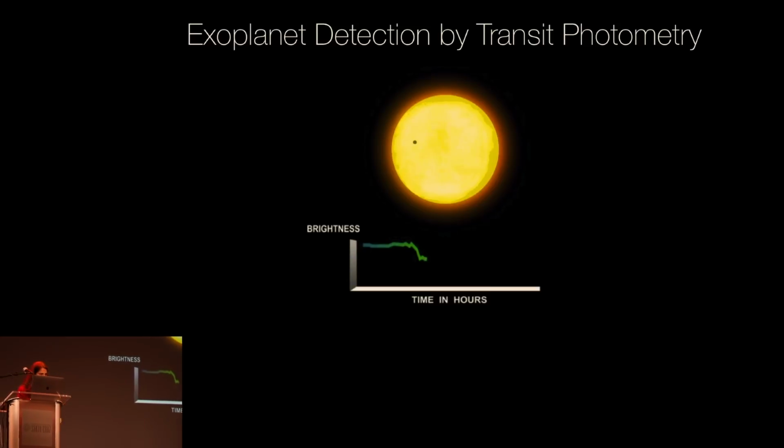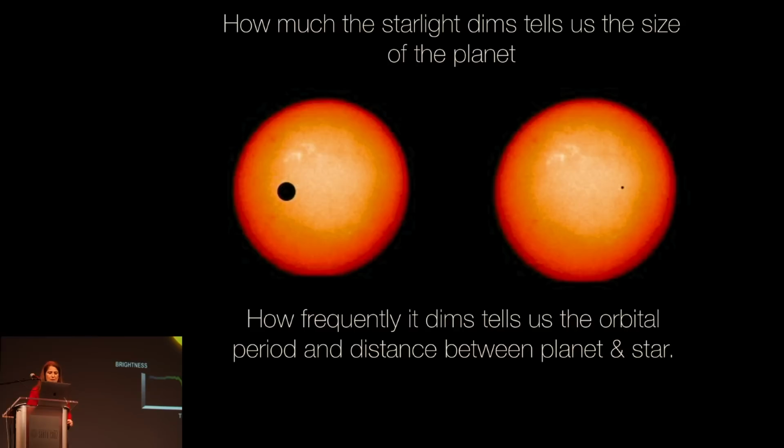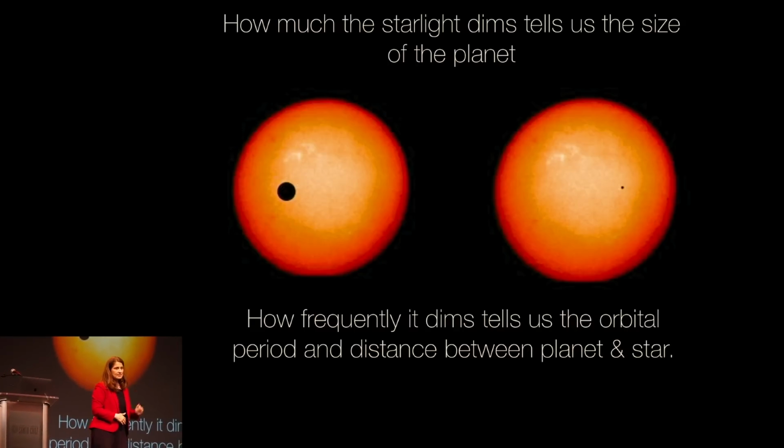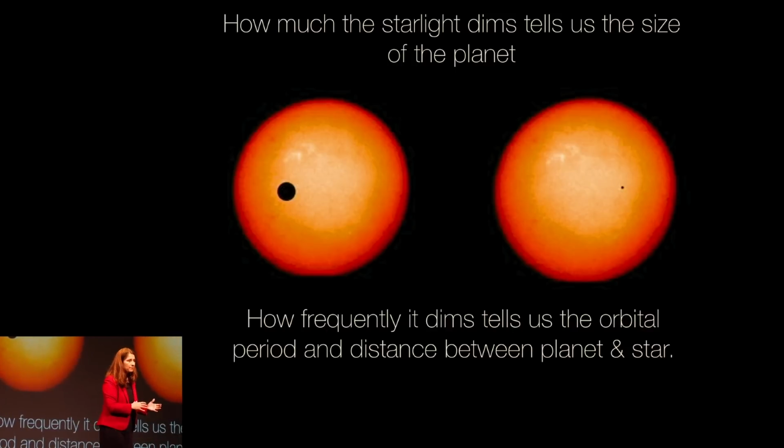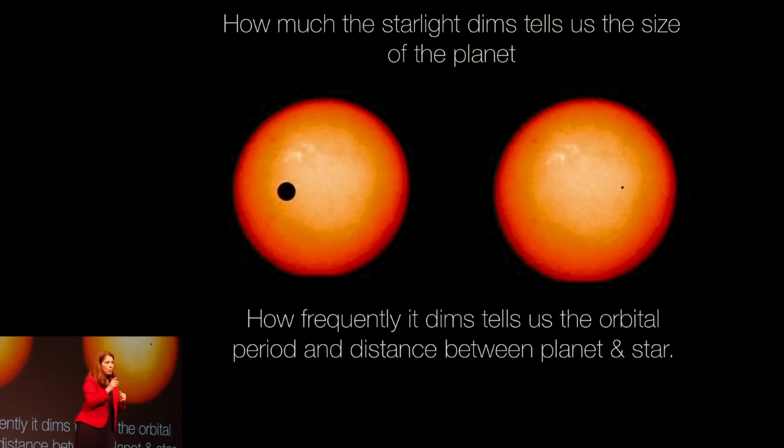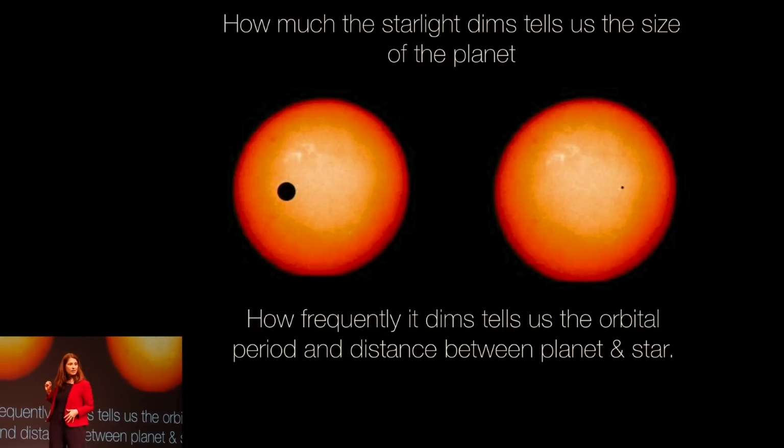So you're measuring brightness. The brightness decreases. How much the brightness decreases tells you the size of the planet. On the left-hand side, you see a black disk the size of Jupiter in front of the sun. Jupiter would take away about 1% of the light. If you could imagine 100 light bulbs, you take away 1. That's the dimming of light that you get from a Jupiter.